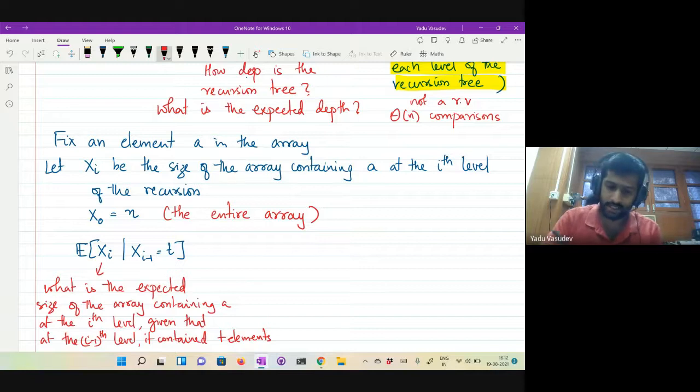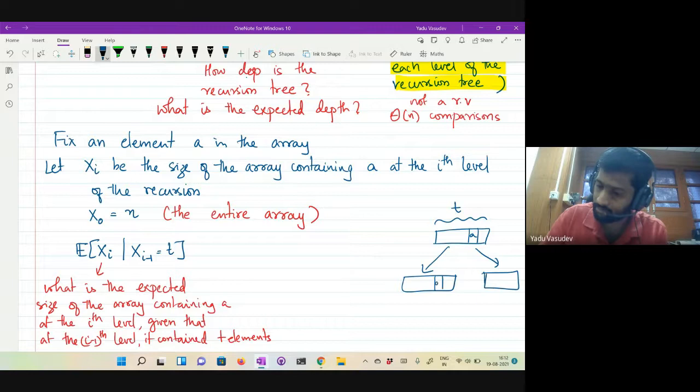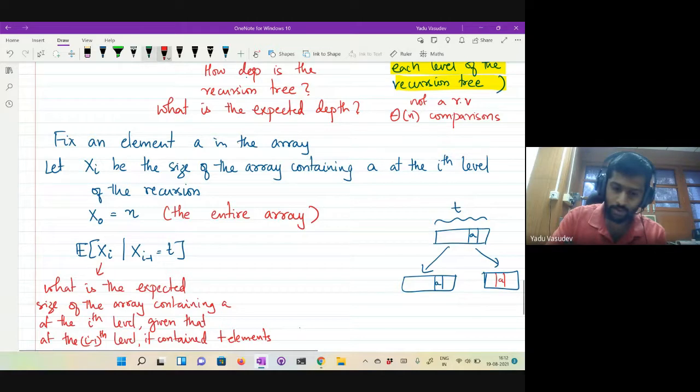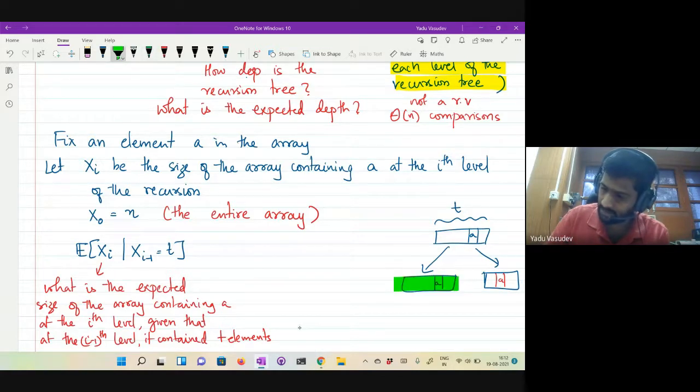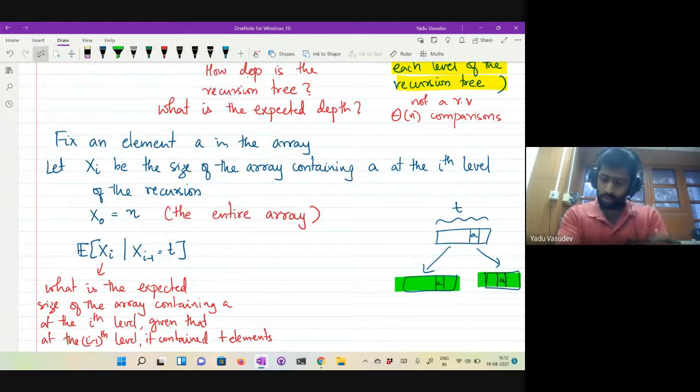Here you are in some position, the array contains t elements, and A is sitting somewhere here. Now you're going to choose a pivot and split this array into two arrays. One of them will contain A, it might be here or here, either place it can be. What can you say about the size of these arrays? What is the expected size of that array? So this we'll get a bound. We are not going to t over 2.